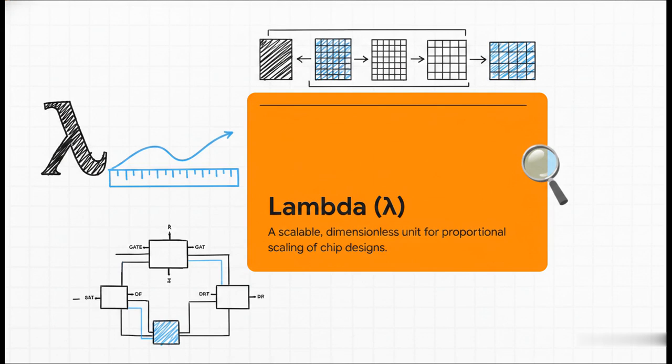Well, technology moves fast, right? Every few years, manufacturing processes shrink, which lets us build smaller and smaller transistors. If engineers designed chips using absolute measurements, like millimeters or micrometers, they'd have to completely redraw billions of connections from scratch every single time the tech shrunk. Lambda totally solves this by acting as a universal, proportional metric.